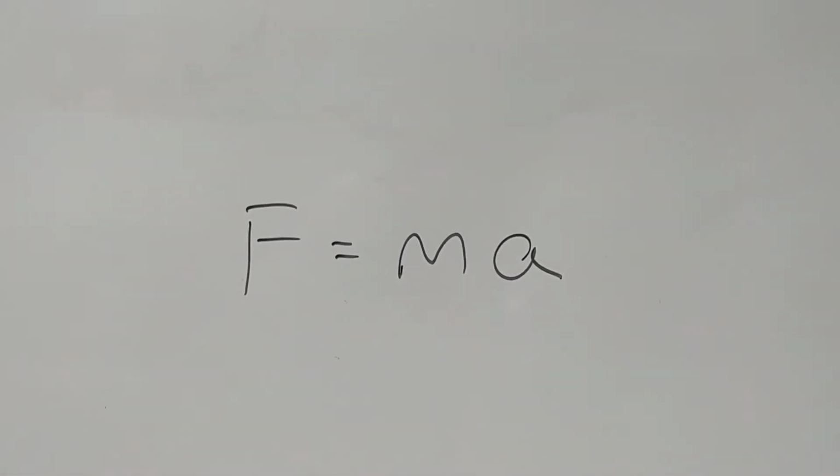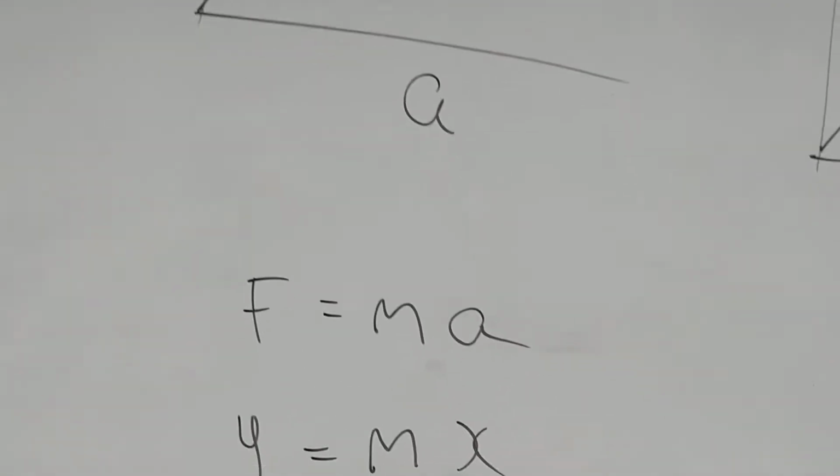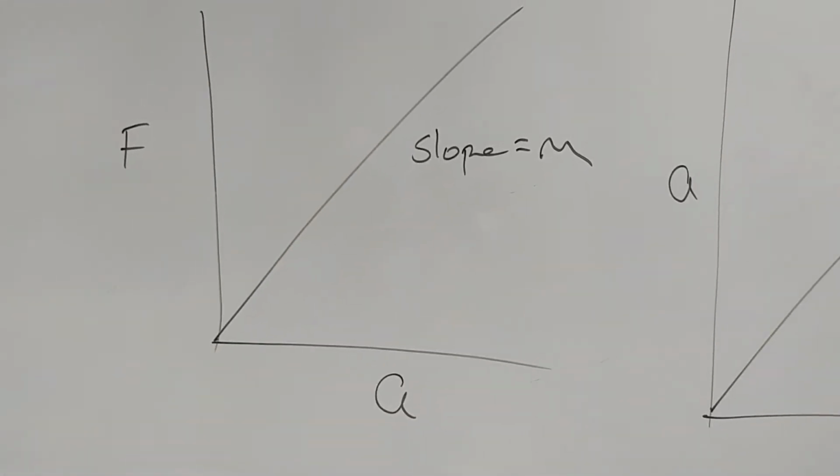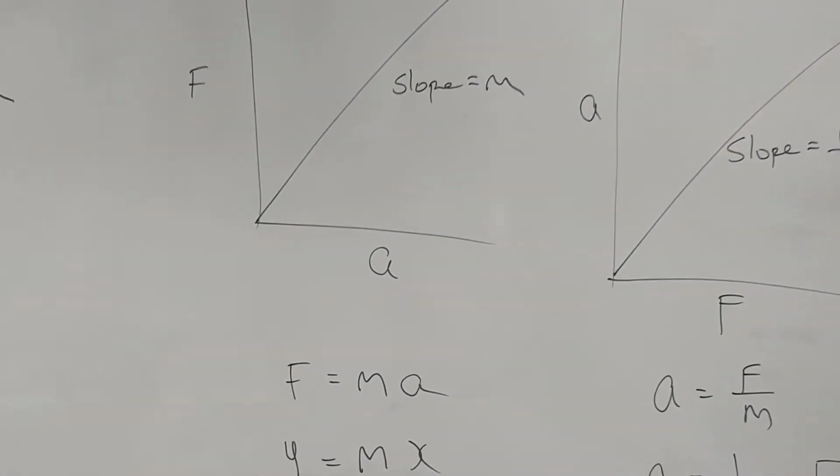So we want to show the relation between F and A. So the easy way of doing it is say F is equal to ma. So we put F on the y-axis, A on the x-axis, and the slope becomes m. So that's pretty much the straightforward way of doing it.